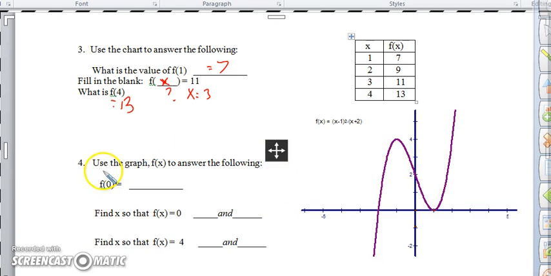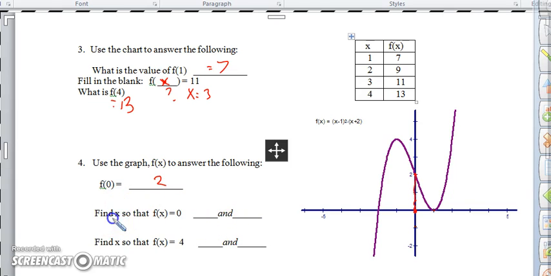All right. Use the graph f of x to answer the following. F of 0. All right, so x is 0. X is 0 right here. And then we want to see what's our y value when x is 0. So we crawl up here. Oh, there it is right there. Y is 2. So when x is 0, your y value is 2.